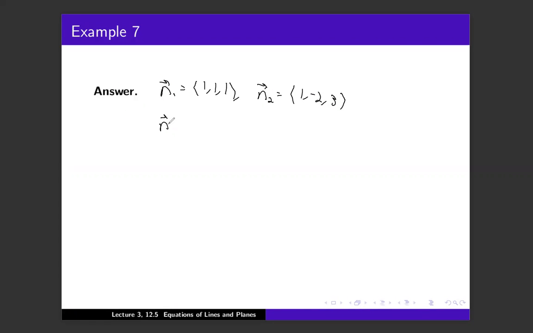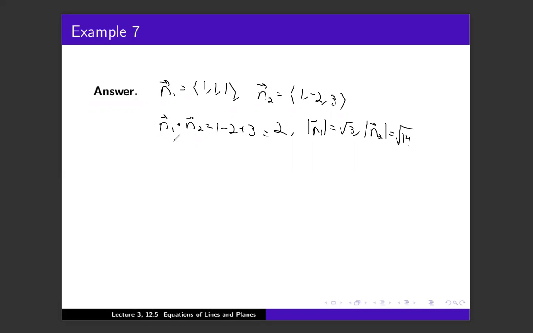So their dot product, n1 dot n2, is 1 minus 2 plus 3. 1 times 1, 1 times negative 2, 1 times 3, add them together. That's 4. It's not 4, it's 2. Excuse me. So meanwhile, n1 has a magnitude of root 3, n2, 1 plus 4 plus 9, has a magnitude of root 14.